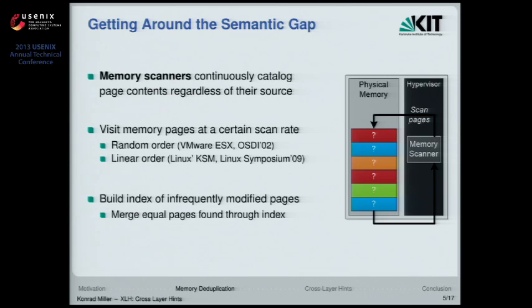And what main memory scanners do is that they continuously catalog page contents regardless of their source. And they do this simply by waking up and scanning a couple of pages and building an index of infrequently modified pages. So they first filter out frequently modified pages and then build an index of the other pages. And while inserting pages into this index, you find duplicates and merge them.